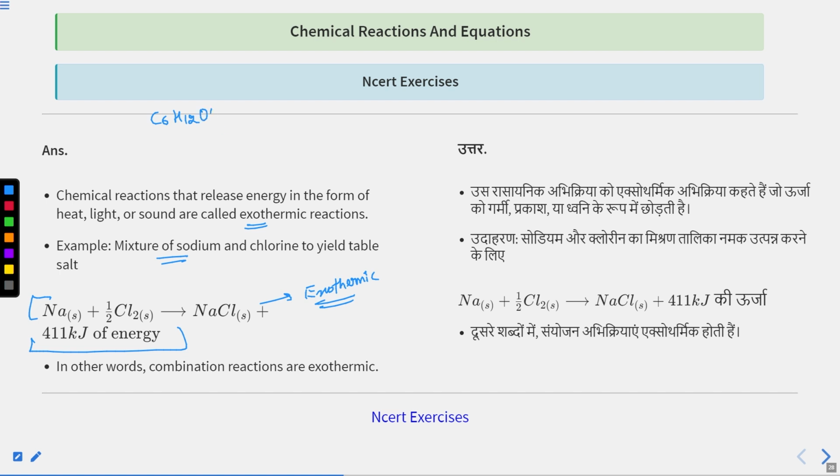Not only this, C6H12O6 plus O2 gives 6 CO2 plus 6 H2O plus energy. This is also exothermic. If you want to balance this, it is homework for you. What will be the coefficient in front of O2? Suppose I am saying X here, so you have to tell me what coefficient we can put here.